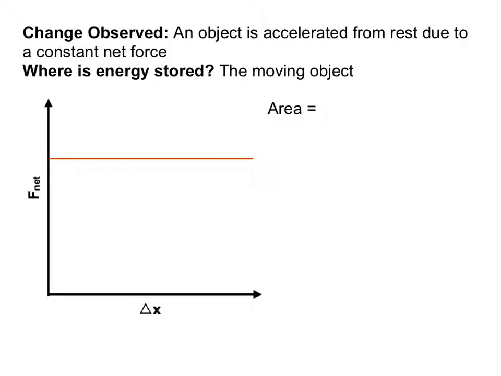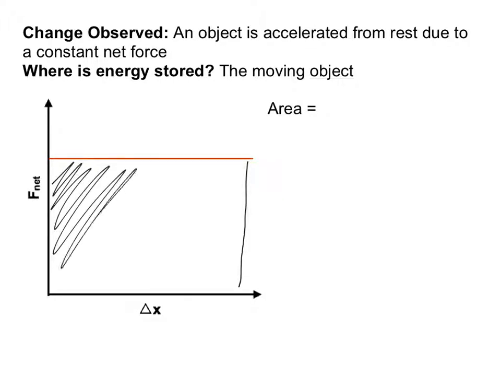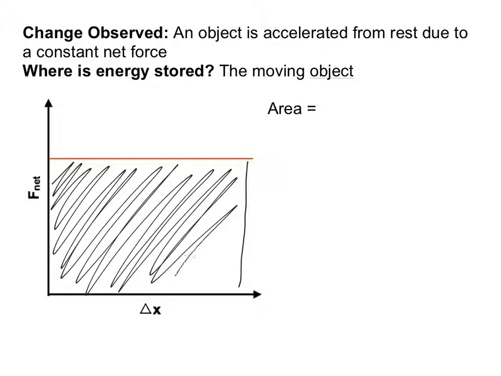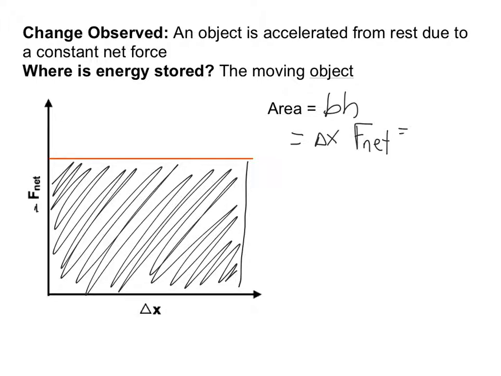Now, the shape for this one is also a rectangle. And the force that we're talking about when we're accelerating something is going to be the net force here. So here, we've still got the area of base times height. And this area is equal to the base, the change in x, times the net force, which we know is mass times acceleration. So I have mass times acceleration times a change in x, moving things around.